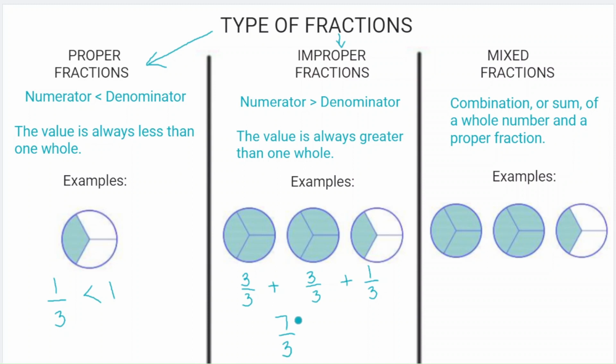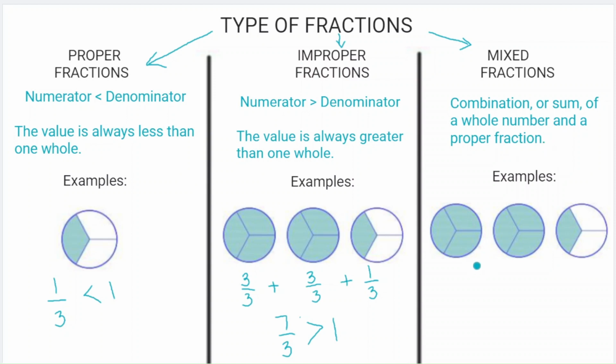7, which is numerator, is greater than 3, which is denominator, and the fraction as a whole is greater than 1. So this is an improper fraction. Let's talk about the third example, which is mixed fraction. Mixed fraction, as the name suggests, mixed, is a combination or sum of a whole number and a proper fraction.